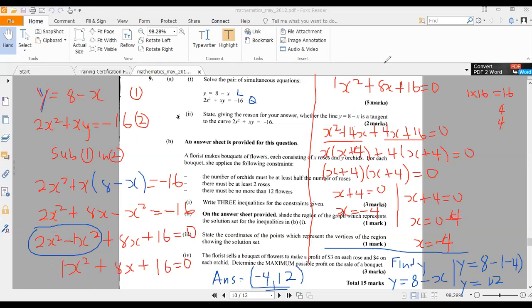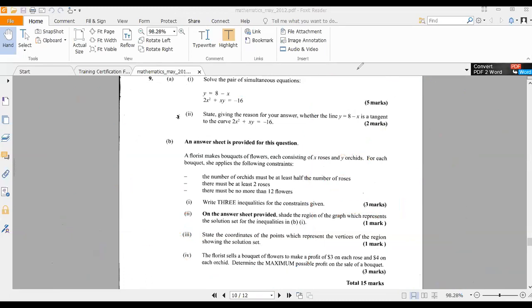All right, so let's move on to the next question. I'm going to clear the screen, but somebody should remember the answer we got a while ago. So here now, we clear the screen. What did they say? State, giving the reason for your answer, whether the line y is equal to 8 minus x is a tangent to the curve 2x squared plus xy minus 7. So let me explain what we mean by tangent.